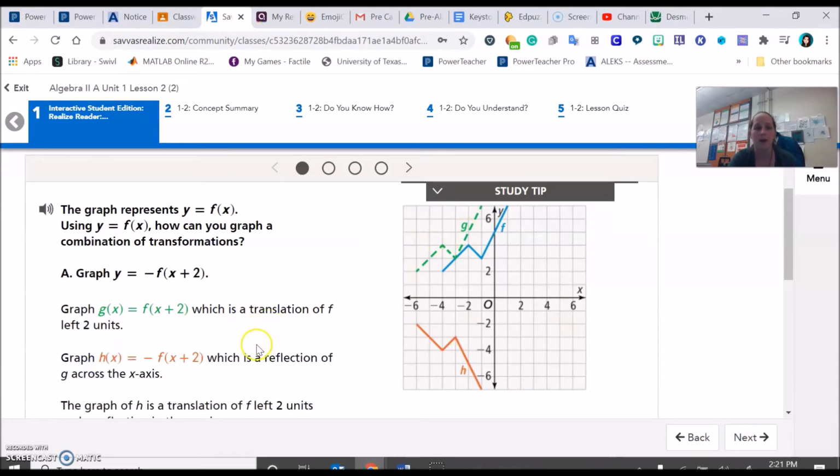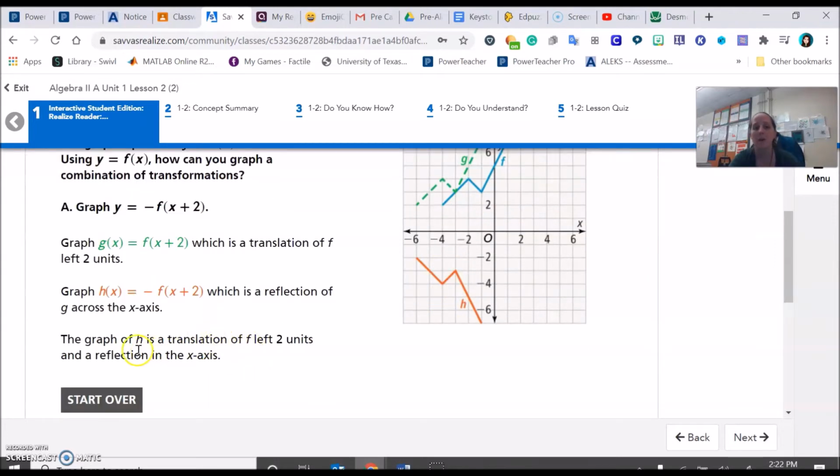Then I graphed h(x) = -f(x + 2), which is a reflection of g across the x-axis. So basically I took g and I flipped it across the x-axis. This was 2 points away from the x-axis, so this is 2 points away. This is 1, 2, 3, 4 points away, so this is 1, 2, 3, 4 points away. That's all you have to do for that. The graph of h is a translation of f left 2 units and then reflected across the x-axis.